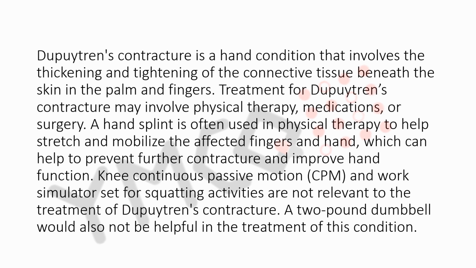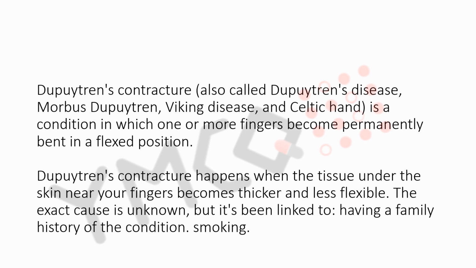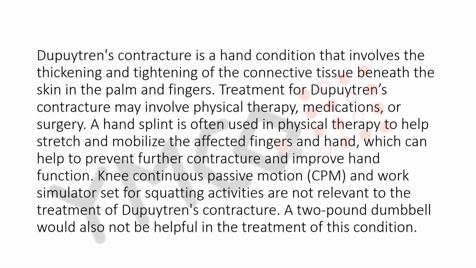For more learning, Dupuytren's contracture, also called Dupuytren's disease, Morbus Dupuytren, Viking disease, and Celtic hand, is a condition in which one or more fingers become permanently bent in a flexed position. Dupuytren's contracture happens when the tissue under the skin near your fingers becomes thicker and less flexible. The exact cause is unknown, but it's been linked to having a family history of the condition. Smoking.